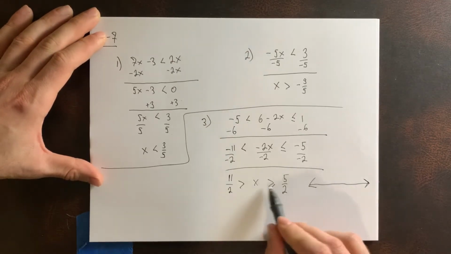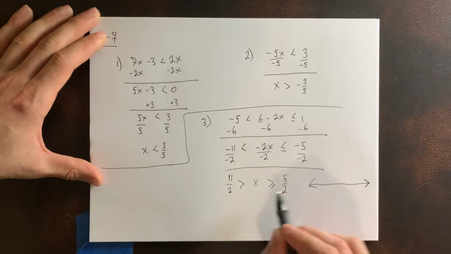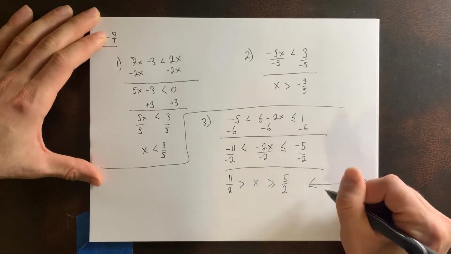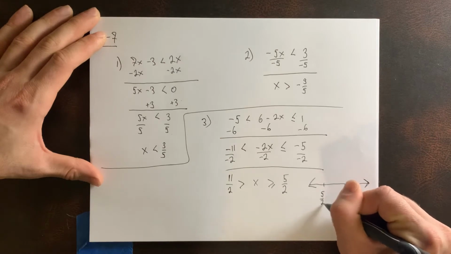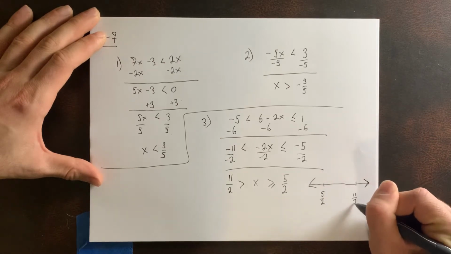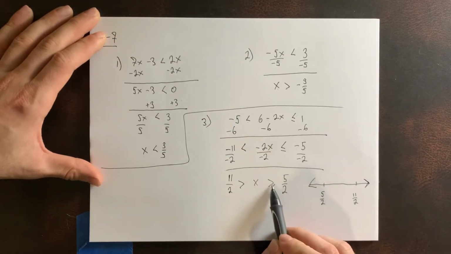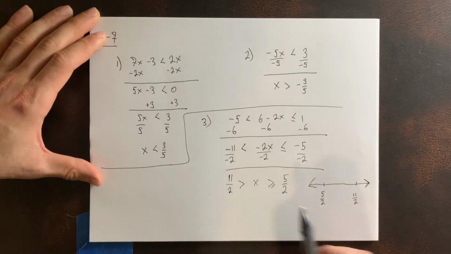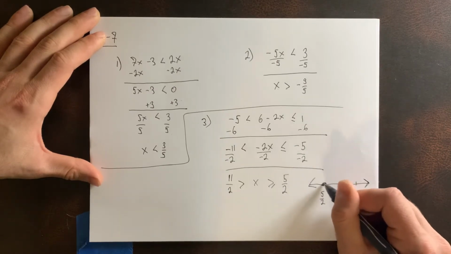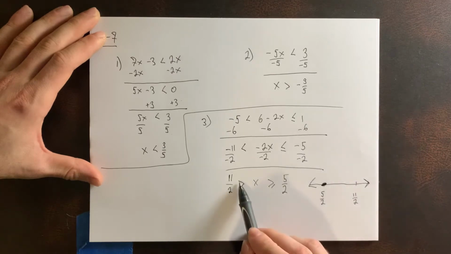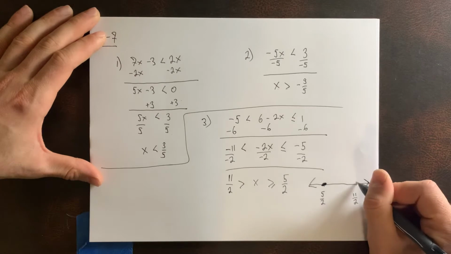So what is it telling us? x is bigger than or equal to 5 over 2, and x is less than 11 over 2. So here's 5 over 2, here's 11 over 2. And we know that whenever there is a greater than or equal to sign, that gets a closed dot. So this 5 over 2 is going to get a closed dot. And this is just a less than sign, so there's no equal to part. That means 11 over 2 gets an open circle.